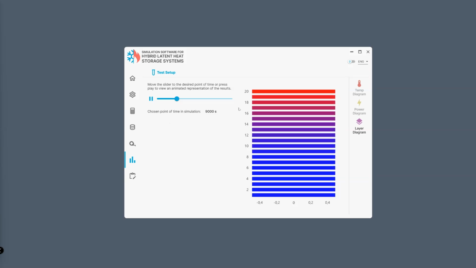Now this is not a realistic simulation. This is a simulation which is done in the laboratory to get an idea of how much energy is storable in the tank system and what kind of supply power the tank can deliver.